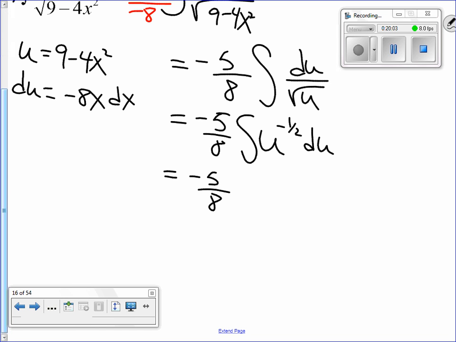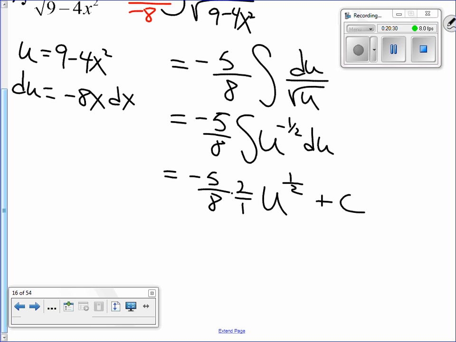What's the first thing you do when you want to apply the power rule? Add 1 to the exponent. So right now our exponent is negative a half. If you add 1 to that, what do you get? Positive a half. After you've added 1 to the old exponent, you got your new exponent, what do you do? Multiply by its reciprocal. So what am I multiplying by? 2. I'll write 2 over 1 just so it looks like a fraction.